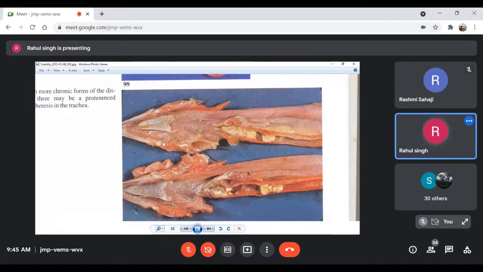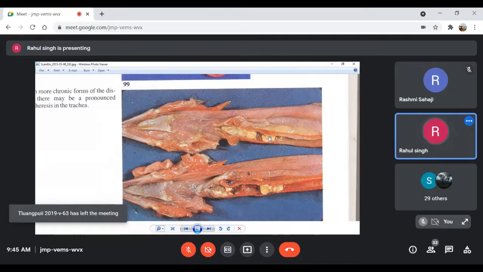This is the beak. This is the tongue. Beak and tongue. And this dotted part is the esophageal part. And here we have the trachea. Observe the trachea here, and it is blocked by caseous exudate.